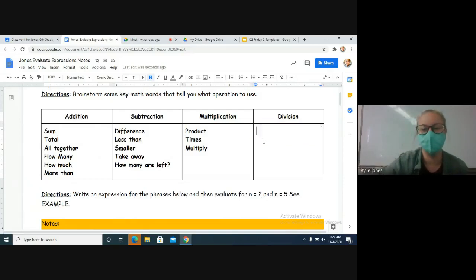All right, and division. What do we see with division? We see the word divide. Good. Quotient is the answer to a division problem. If you're dividing things between people, what are you going to do? What's another word for divide? Split. Good. Separate.